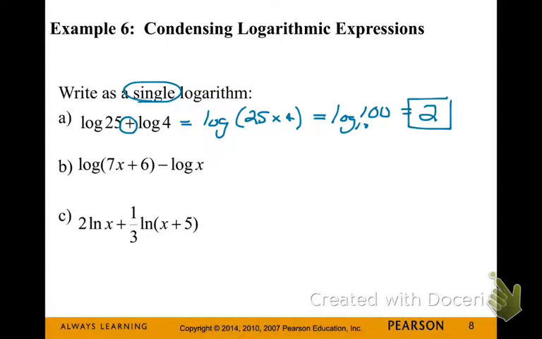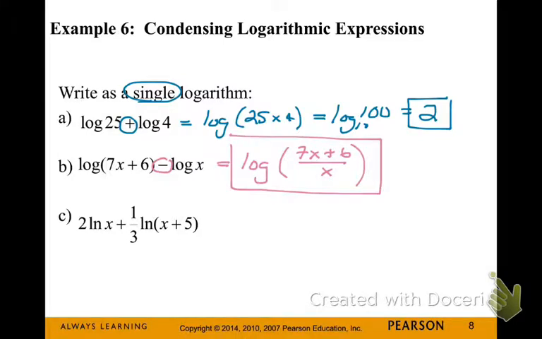On the second one here, we notice that we have subtraction. Subtraction, if we're using quotient rule, can be rewritten as division inside the same log. And since we have like bases again, we can go ahead and bring them inside. So it's going to become log of 7x plus 6 all over x. Since we can't divide inside the parentheses, this right here is going to be our final answer.